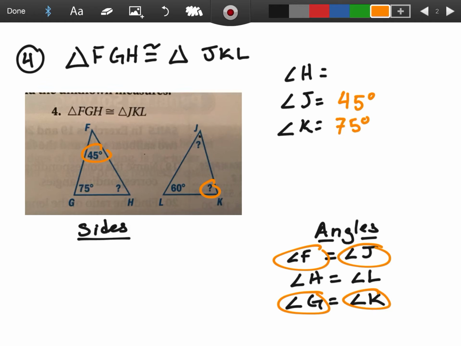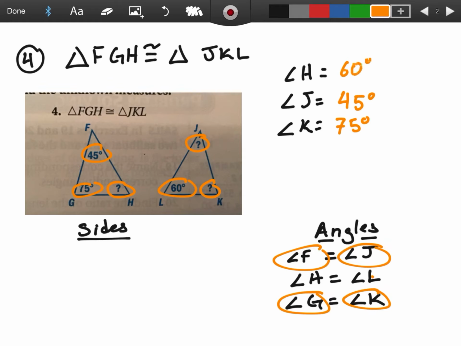And then the last one is angle H. Angle H is the same as angle L, and you can see them right there. So if angle L is 60 degrees, that means that H is also 60 degrees.